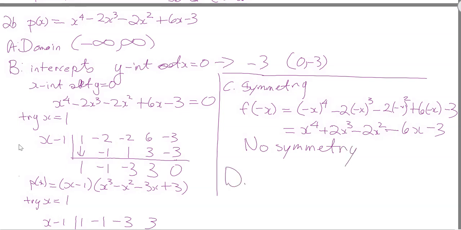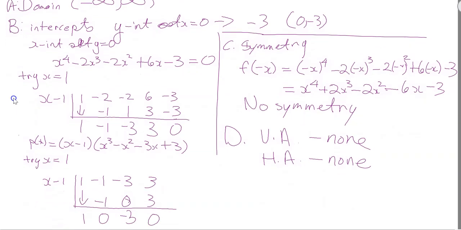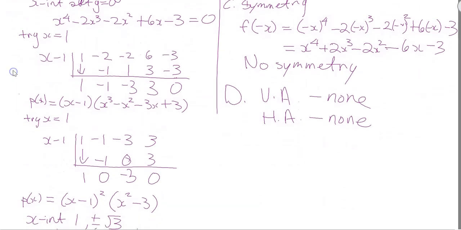Asymptotes? No, I mean, it's a 4th degree function. We know it opens up. Right? It goes up forever. So no asymptotes. There's no denominators. There's no radicals. Right.